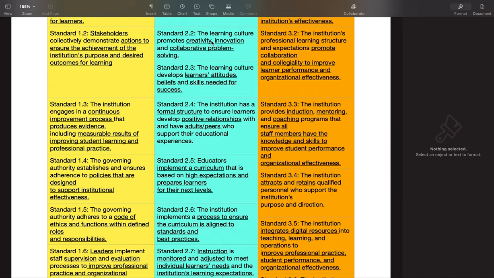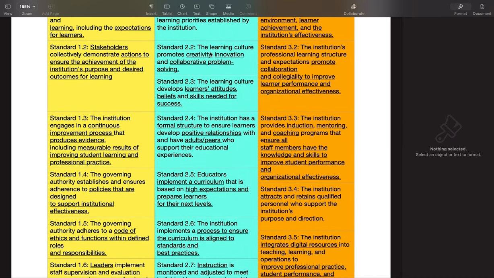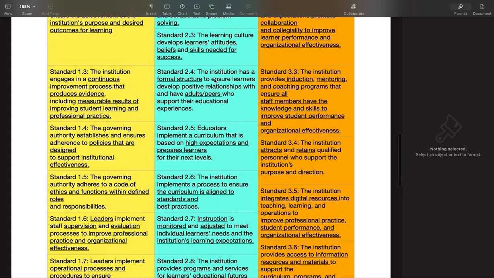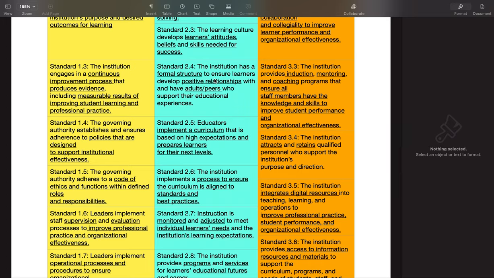The second standard looks at the learning culture that promotes creativity, innovation, and collaborative problem solving. So standard 8 is all about the culture and processes that the school or the institution is following to nurture and enrich the learning culture related to creativity, innovation, and problem solving. The third standard highlights the learner's attitudes and beliefs, how the school or the learning institution is developing the learner's attitudes, beliefs, and skills needed for success.